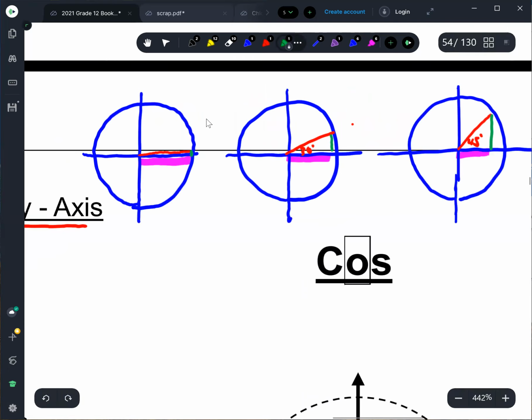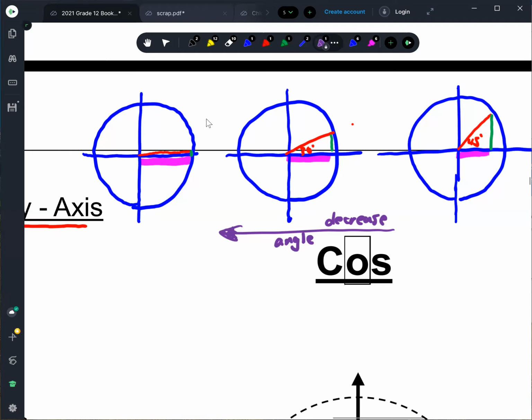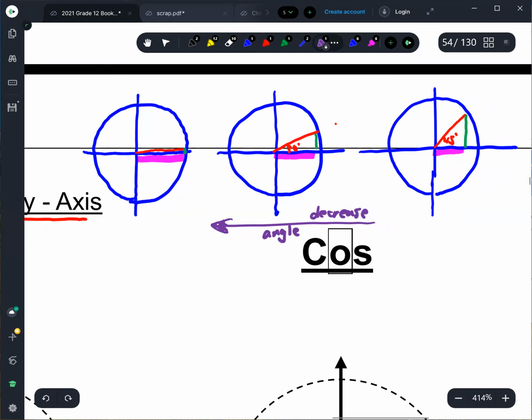Okay, we're looking from 45 degrees. Let me draw it here. All right, we're looking this way. Angle decreases. As the angle decreases, the opposite side gets shorter, and the adjacent side gets longer. Adjacent is the pink one. Okay, can you raise your hand if you understand up to here so far?